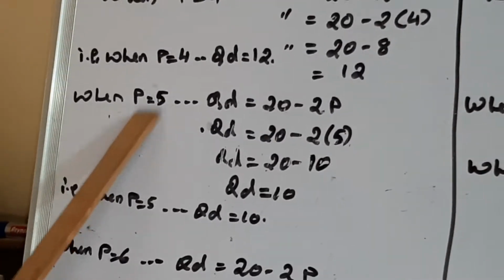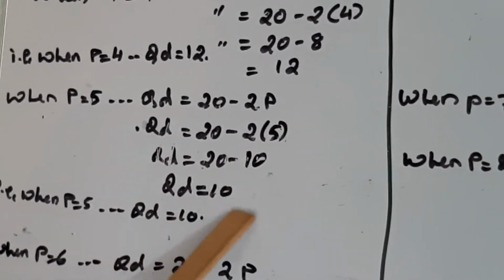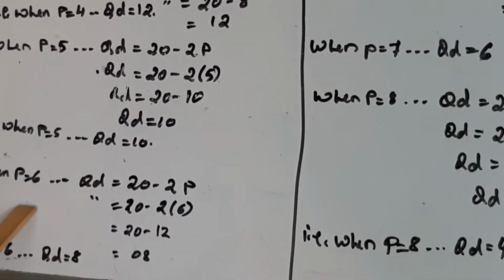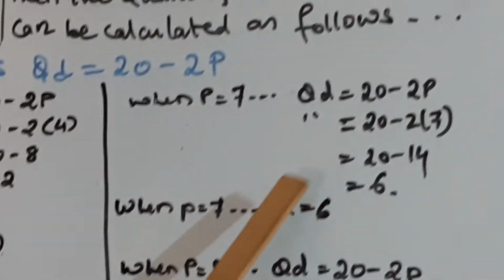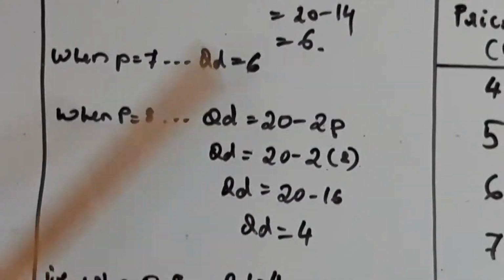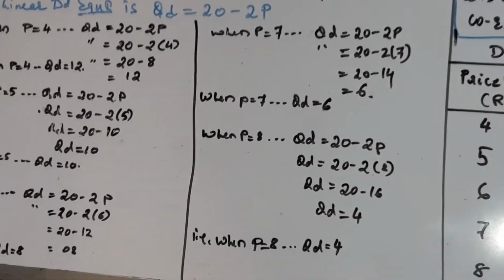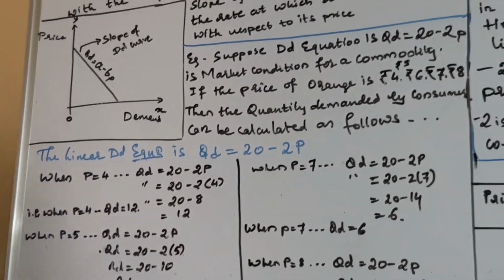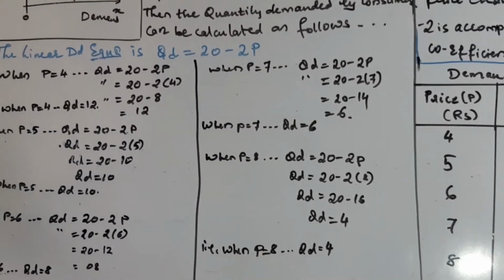Similarly, when the price is 5, how much? That is 20 minus 2 into 5, that is 20 minus 10, equal to 10. So when the price is 5, quantity demanded is 10. When the price is 6, the quantity demanded is 8. When the price is 7, the quantity demanded is 6. When the price is 8, the quantity demanded is 4. It means when the price goes on increasing, the demand comes down. That is, when the price is increasing, the demand is decreasing, and this relationship can be shown by the downward sloping demand curve.